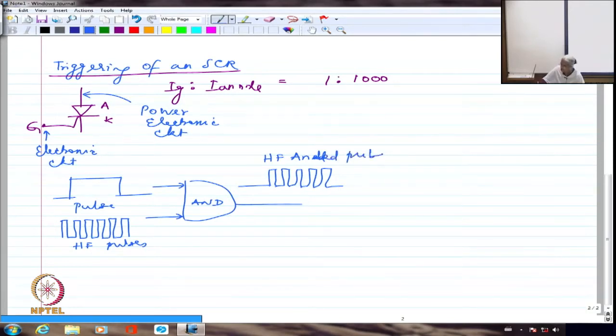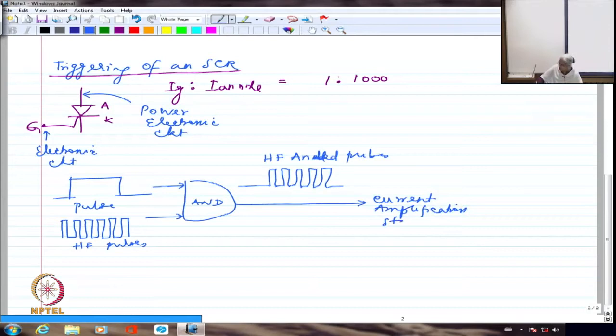So high frequency ANDed pulse, now this may be only of 5 volts and a few microamperes in all probability. If it is a 1000 ampere thyristor, I said that I will need 1 ampere to fire it. So I need to amplify it. So there has to be a current amplification circuit in between. So whatever is the output here, this goes to current amplification stage.